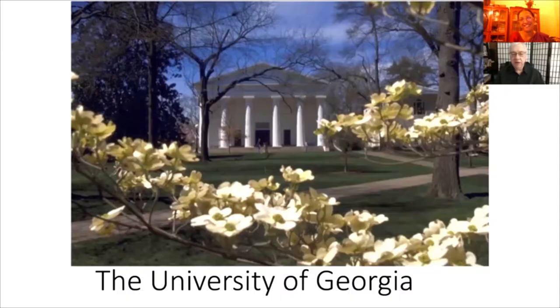Just to give you a little background, I live in Athens, Georgia. It's a university town here in the southern United States. And my wife is a professor emeritus of social work. And we have two little dogs named Button and Zipper. The University of Georgia is the oldest public university in the United States, founded in 1785.